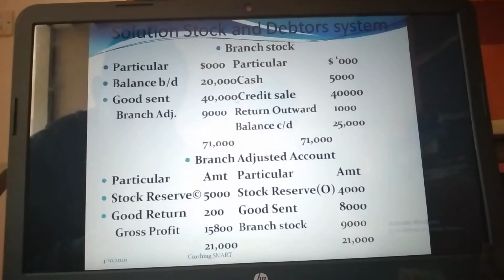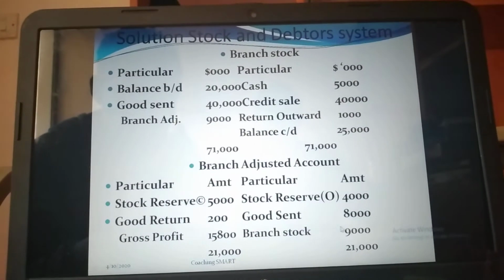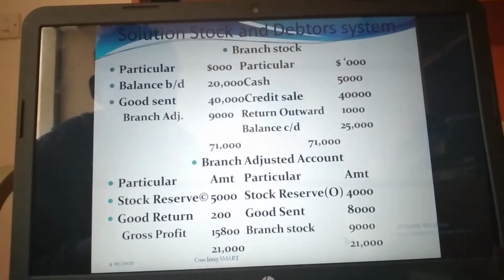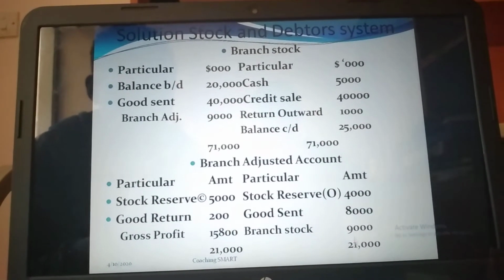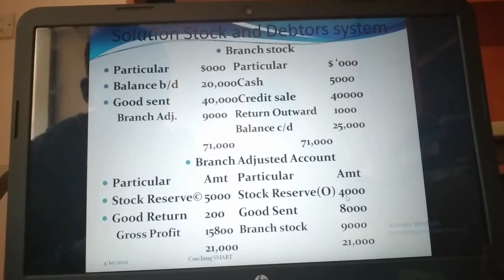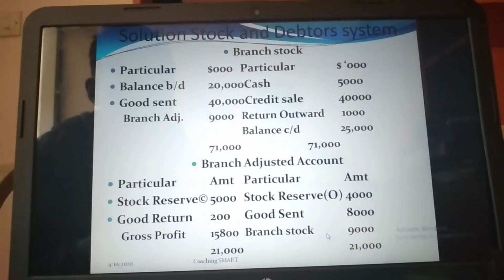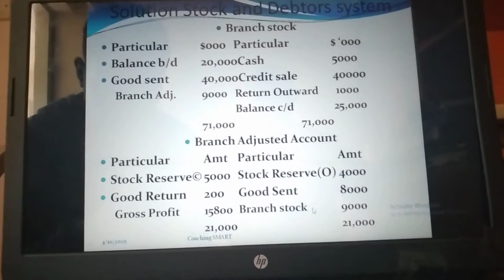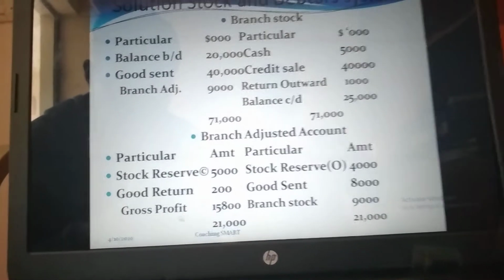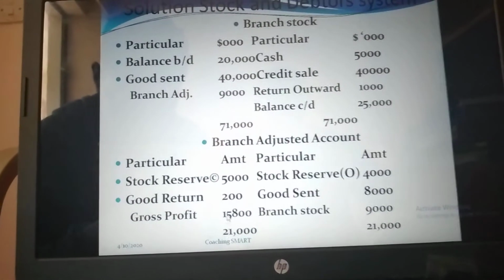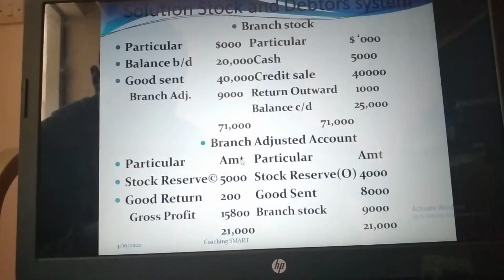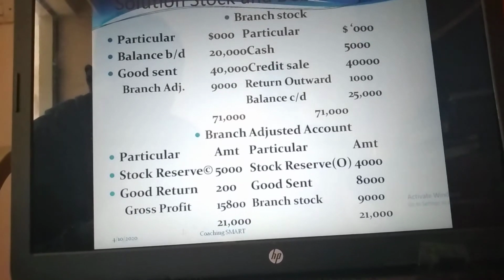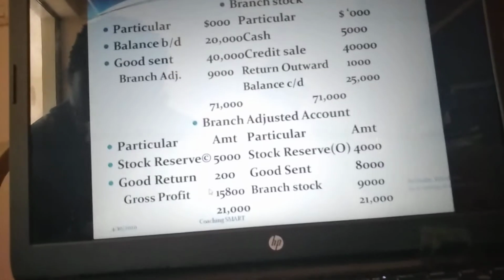Now we were having a value here. This value, branch stock, 9,000, is this 9,000 here in the branch stock account. So you bring it down. Now balance the account. When you balance the account, you total. When you total, you realize the credit side is more than the debit side. So we use the credit side to balance the debit side. So the debit side will be 21,000 minus 5,200 gives us 15,800. So this is our value for gross profit.